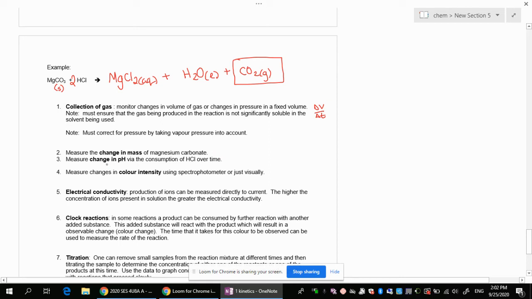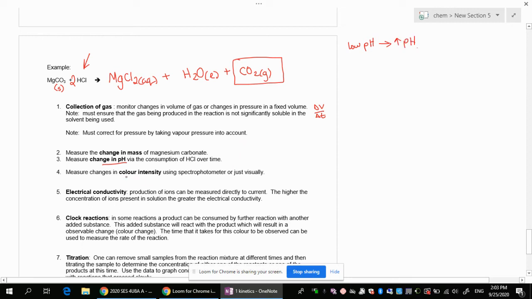We can also look at this from the pH perspective. Since we're using hydrochloric acid, you can track the change in pH. So ideally, this reaction will start with a very low pH because it's going to be acidic, and over time that pH will start increasing. So we can look at pH over time.